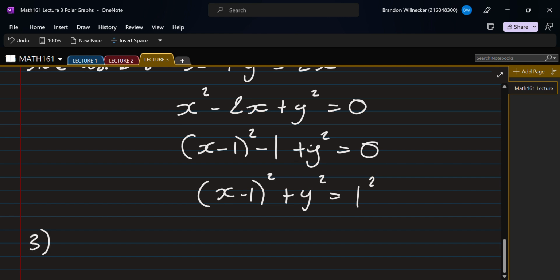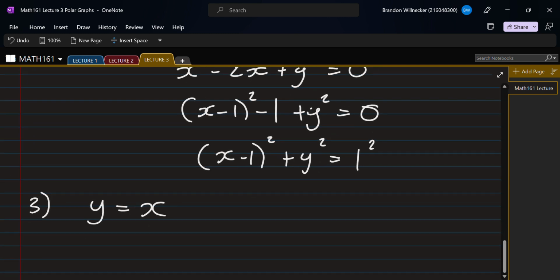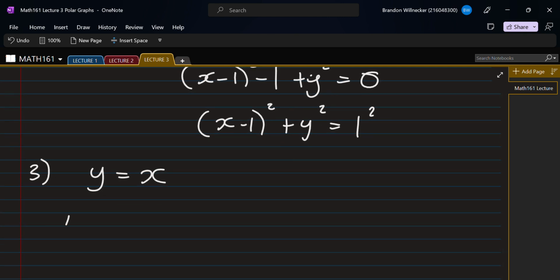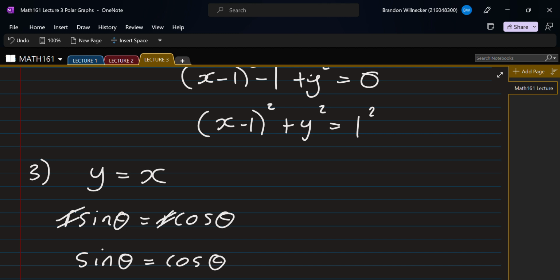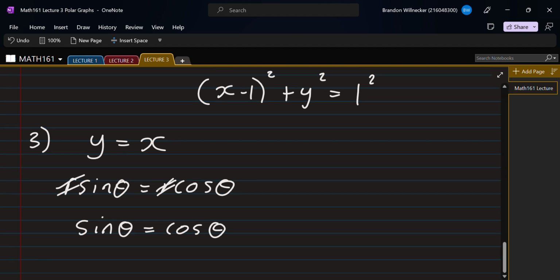So number 3, y is equal to x. Okay, so this looks quite simple, but it will show us that graphs in polar form can be a bit different to Cartesian. So here we can write this as r sine theta is equal to r cos theta. Now the r's can cancel, and then we end up with sine theta is equal to cos theta. Okay, but now the problem is there's no r as a function of theta.